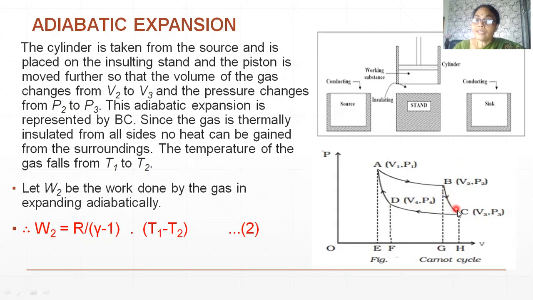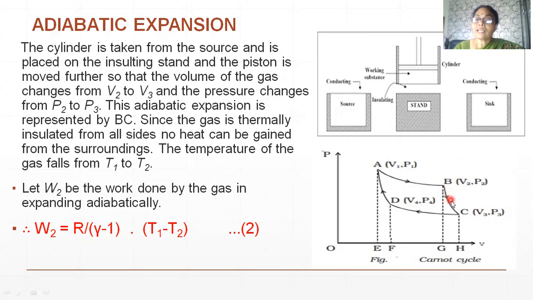So now C is the final state of the gas, whose coordinates are V3 and P3. The gas has undergone an operation known as the adiabatic expansion process, and it is represented on the indicator diagram by the curve BC. So BC represents the adiabatic expansion process.